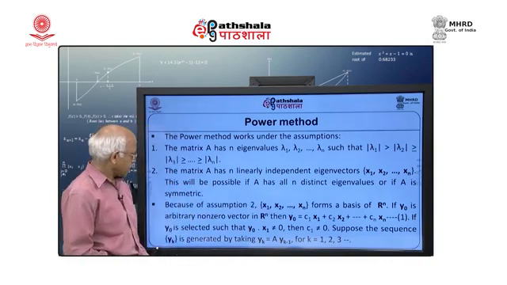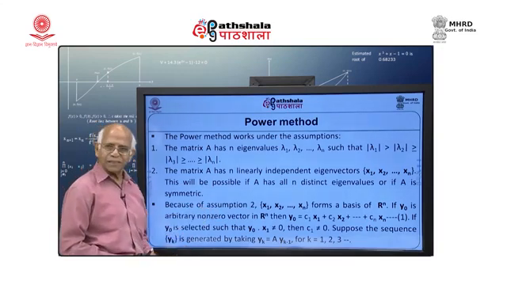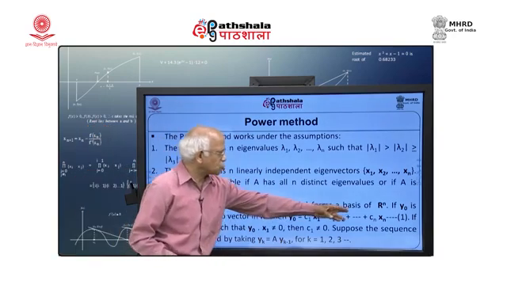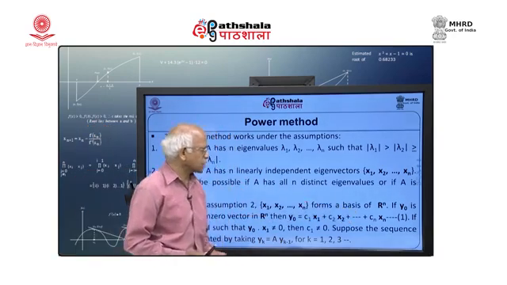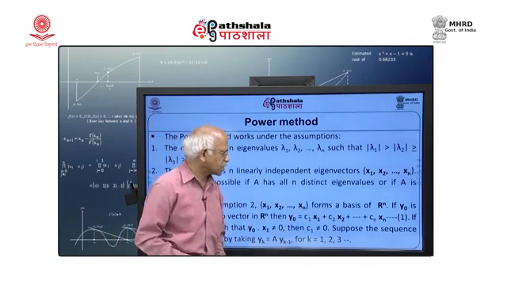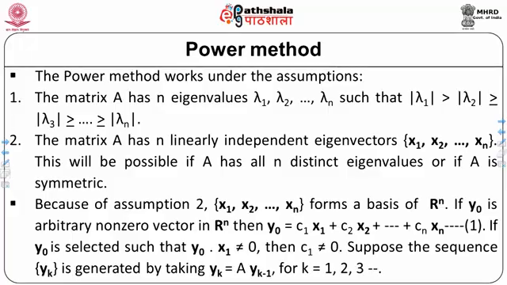Because of this assumption, x 1, x 2, x 3, ..., x n will form a basis of R n. Therefore, if y 0 is any arbitrary non-zero vector in R n, then y 0 can be expressed as a linear combination of these vectors: C 1 x 1 bar plus C 2 x 2 bar plus ... plus C n x n bar. If y 0 is selected such that y 0 dot x 1 bar is different from 0, then this coefficient C 1 has to be different from 0.